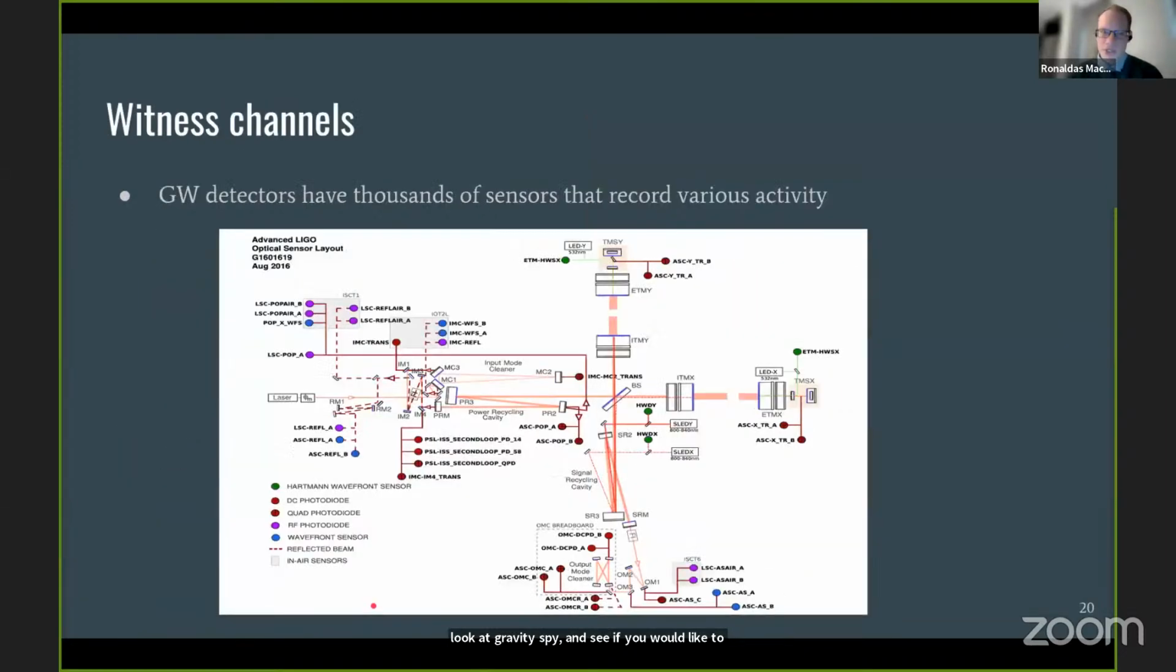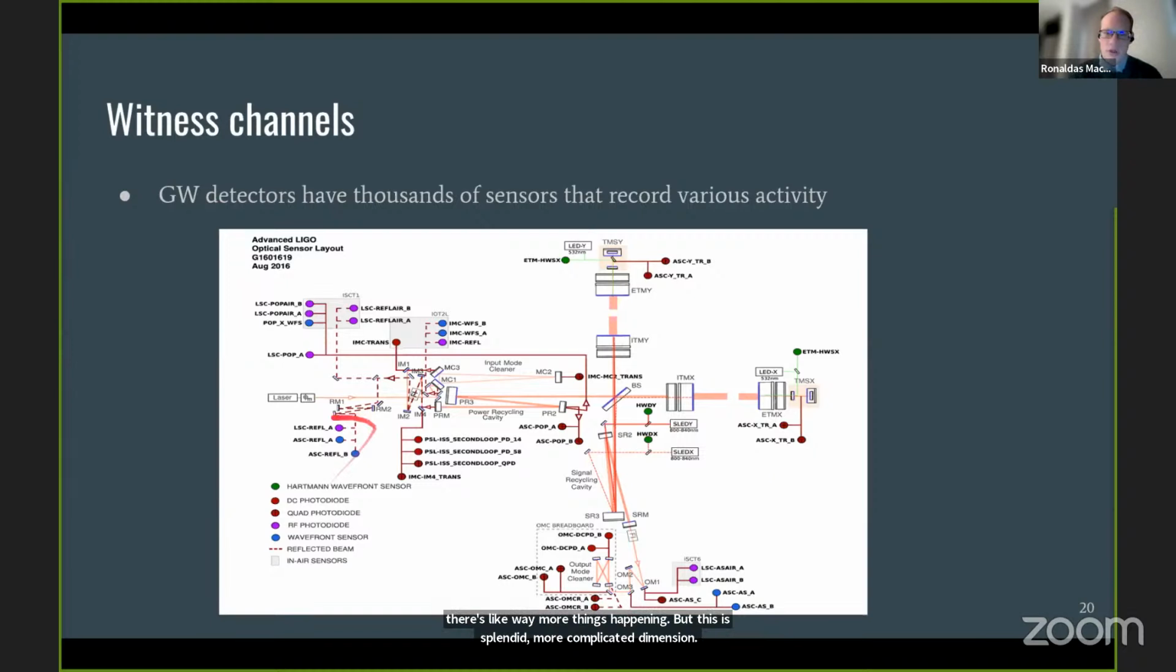And then you have witness channels. Gravitational wave detectors have thousands of sensors that record various activity. If you remember the first image that I showed, the very simple image of the detector, this is a bit more complicated image. It's still very simplified, there are way more things happening, but this is a bit more complicated, though still very simple.